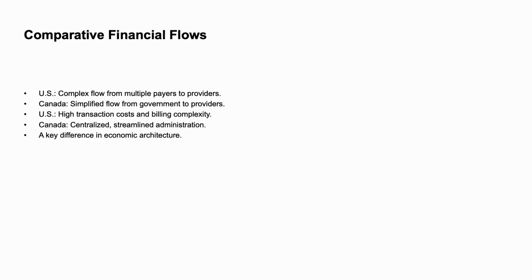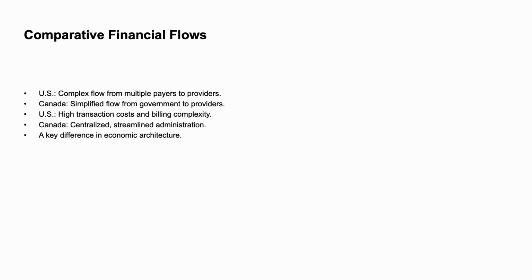In the U.S., money flows from a multitude of sources: employers, private insurance, individuals, and different government programs, to a vast network of providers. This creates a highly complex system of billing, coding, and reimbursement. A single patient's visit might generate multiple bills and require extensive paperwork to be processed. This is a major source of the high administrative costs we've discussed.